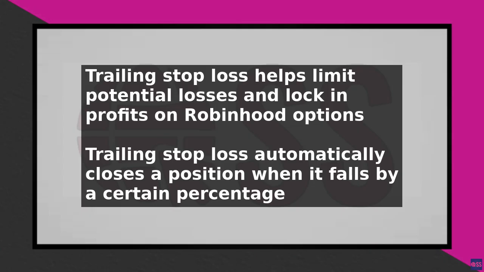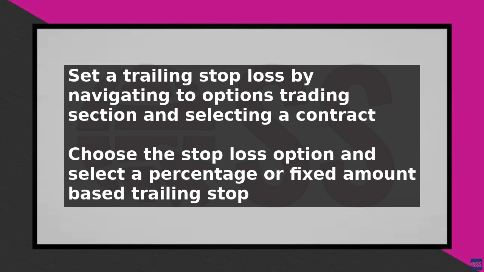To set a trailing stop loss on Robinhood options, start by navigating to the options trading section of the app. Select the specific option contract you want to set the trailing stop loss for. Then click on the Edit Trade button to access the order settings. In the order settings, select the stop loss option and choose the trailing stop loss type.